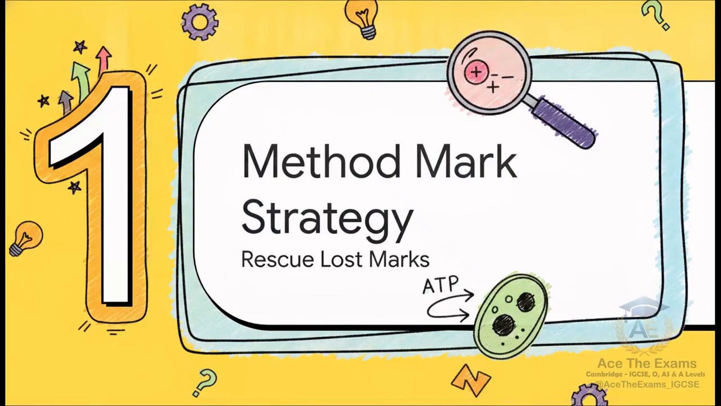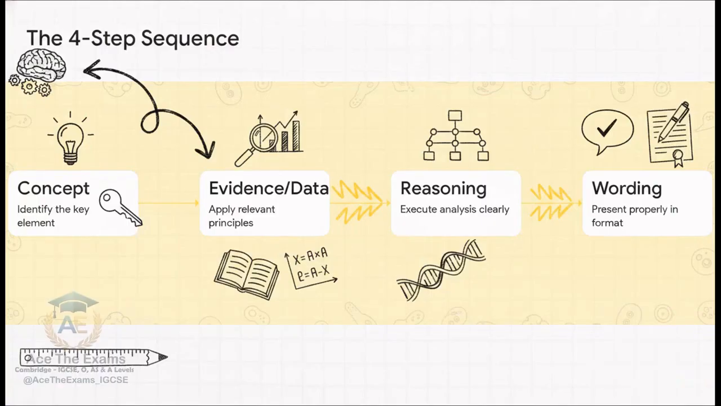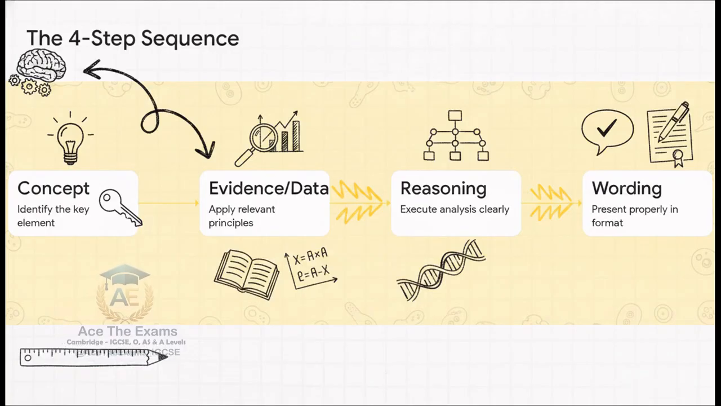Which brings us to Section 1, the method mark strategy. This right here is a real game changer. The secret lies in a rigid 4-step sequence. Number 1, the concept. 2, evidence or data. 3, scientific reasoning. And 4, examiner wording.